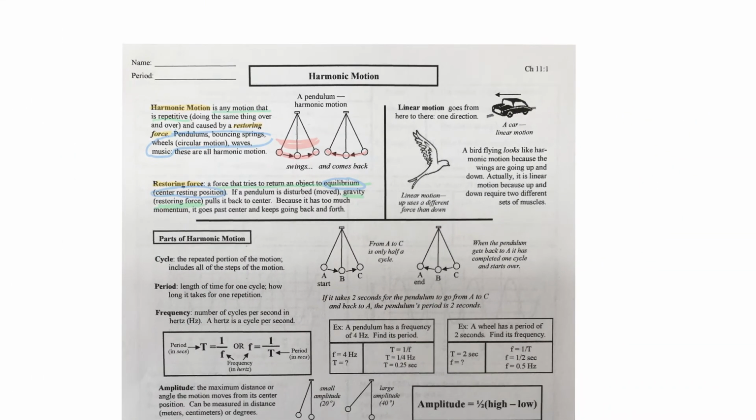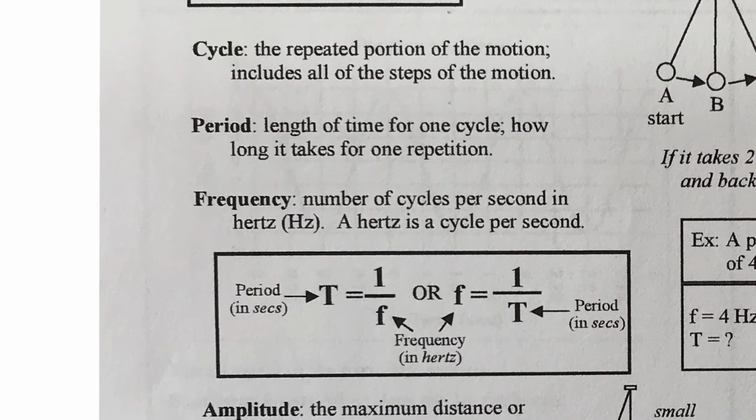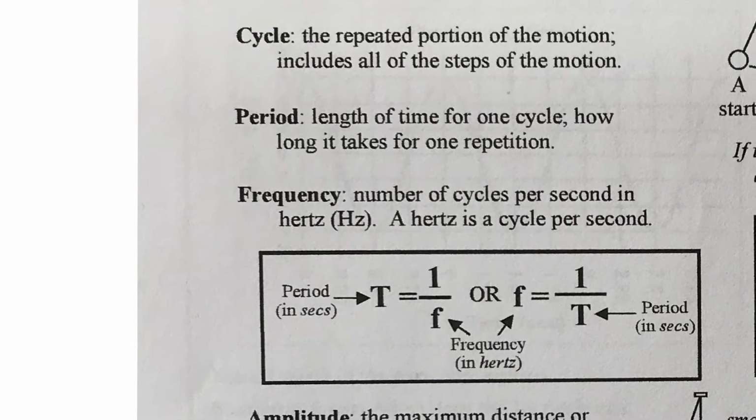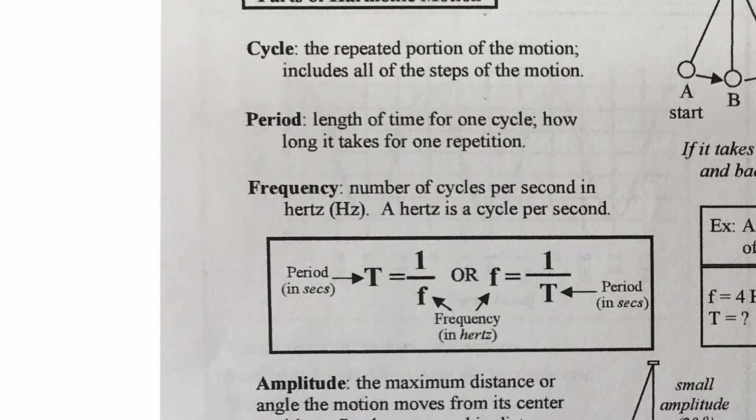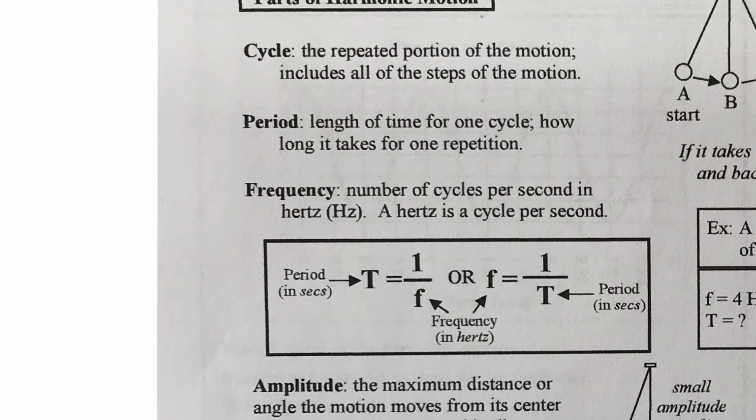Now, I can do the same for some other sections, but I want to show you, let's go to this part here, parts of harmonic motion. Here again we have 3 different things, in fact 4 different things if you consider amplitude, and these are all definitions. So you can highlight each word, read it, and underline it as you read it. Period, underline that. Frequency, underline that. Amplitude, underline that.